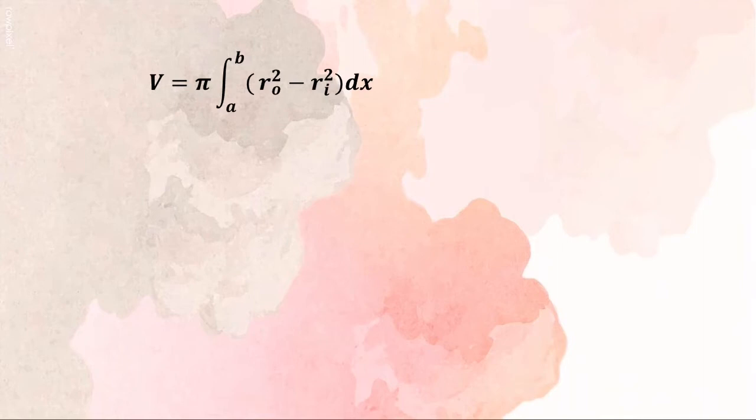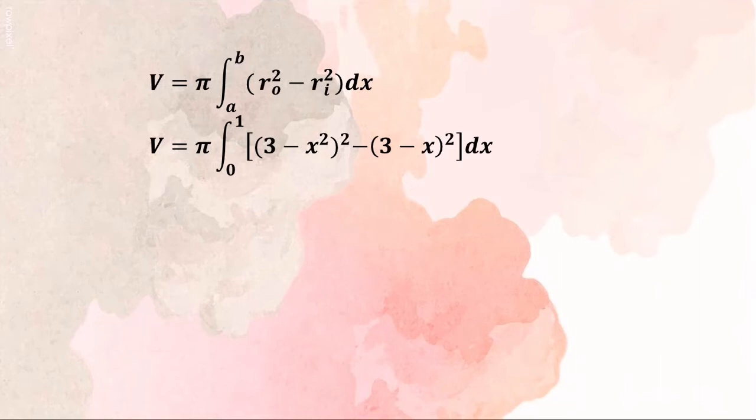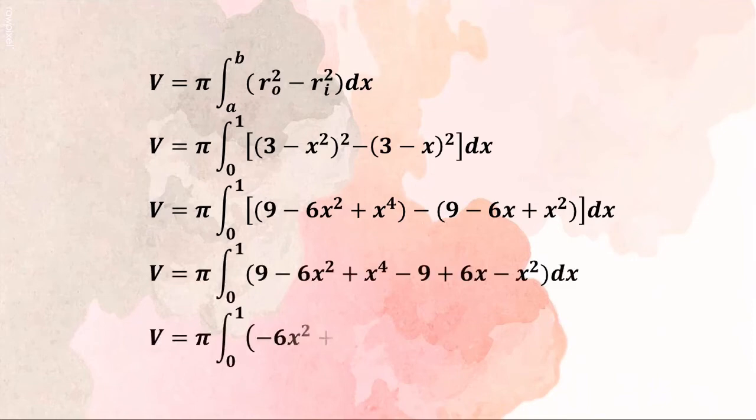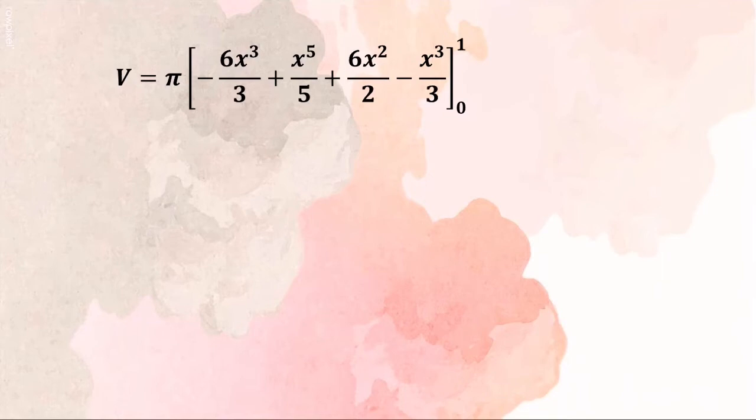So just substitute the interval a to b and the outer radius and the inner radius. And next is to simplify. So we can still simplify this. So we have negative 6x squared plus x raised to the power 4 plus 6x minus x squared. The next thing to do is to find the antiderivative. So we have here negative 6x cubed over 3 plus x raised to the power of 5 over 5 plus 6x squared over 2 minus x cubed over 3.